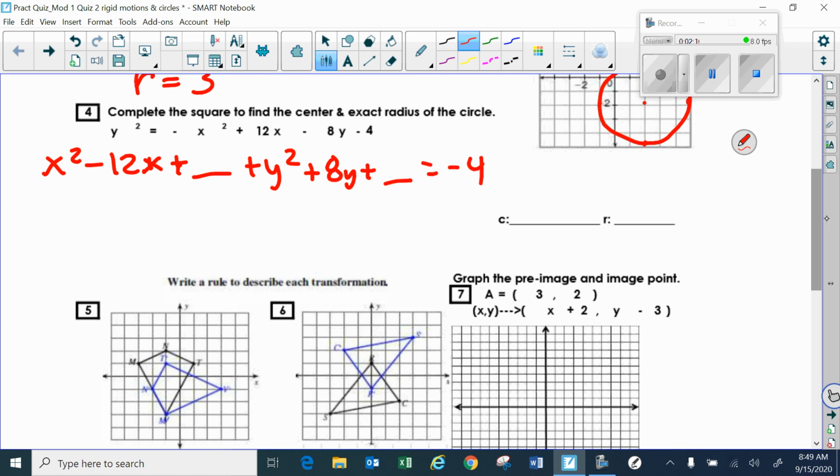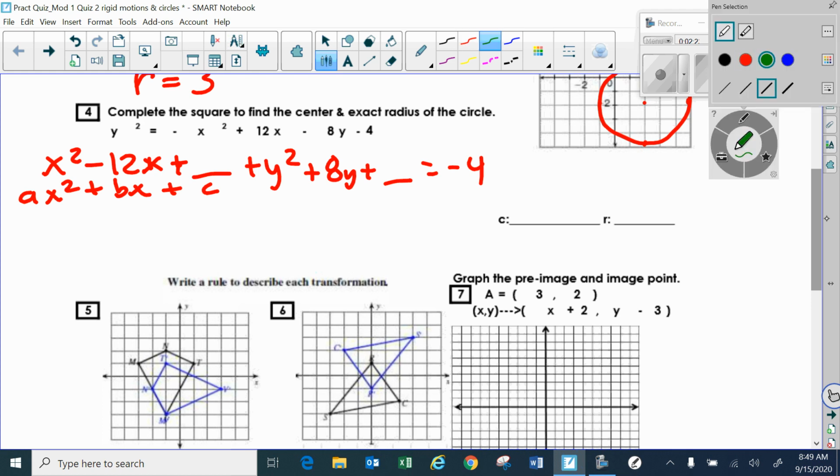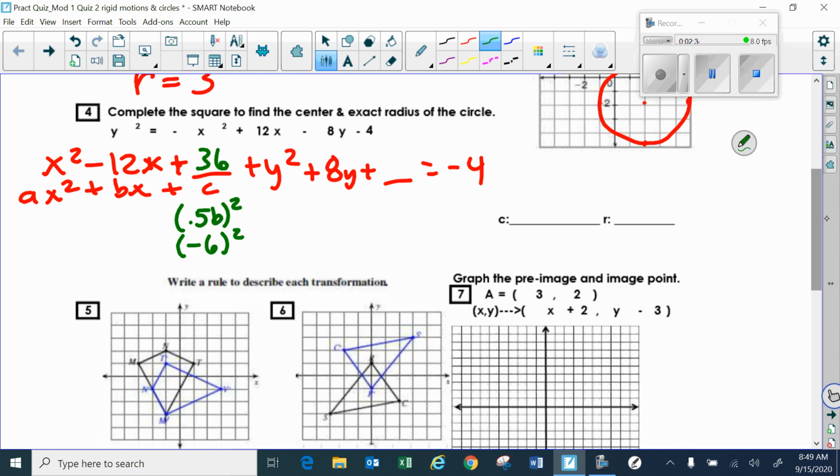Remember, how do I get the c? Remember, this is ax squared plus bx plus c. So I'm solving for c on both of these. And how do I get the c? It's always 1/2 of b squared. So it's 1/2 of b, -6 squared, 36. 1/2 of b squared every time. Half of 8 is +4. So if you want to put the +4 there, go and do that so you don't forget.